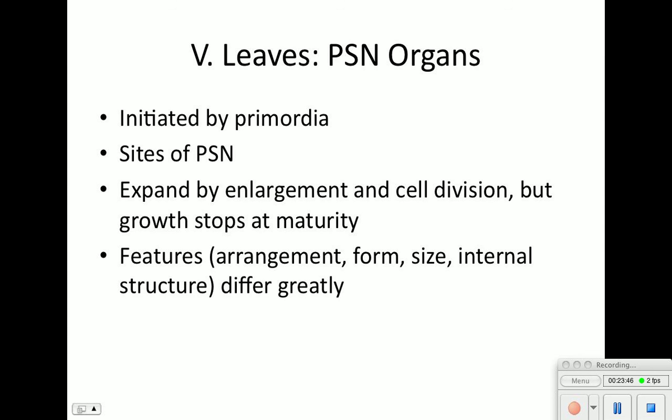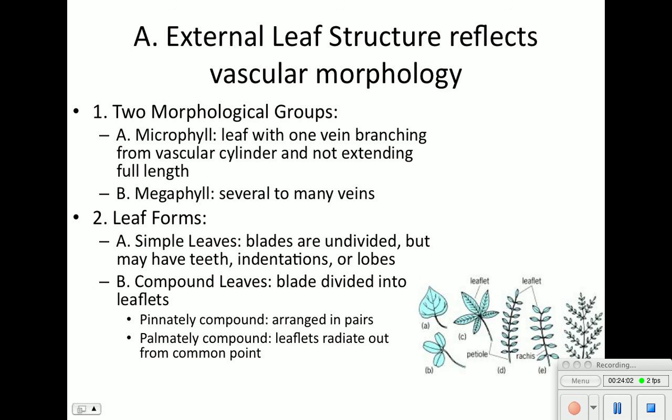There are lots of different features. I mean, how are leaves arranged? Are they compound? Are they simple? How do they form? Are they alternate or parallel? Different sizes. Their internal structure could be set up differently as well. So lots of different features. So let's just start with the external leaf structure.